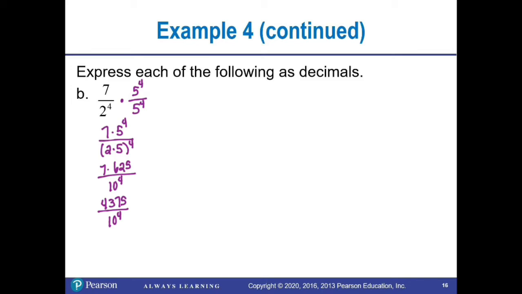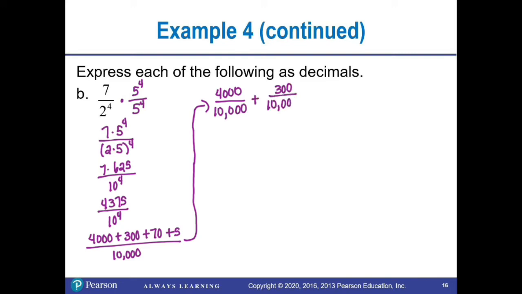Now, as I try to rewrite the fraction as a decimal, remember we look at our powers of 10 in the bottom, and I want to look at multiples of 10 in the top. So 4,375, I'm going to write as 4,000 plus 300 plus 70 plus 5. And 10 to the 4th is 10,000. Pull your fraction apart, so you have 4,000 over 10,000, 300 over 10,000, 70 over 10,000, and 5 over 10,000.